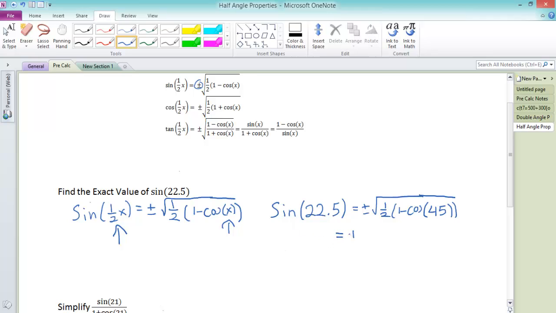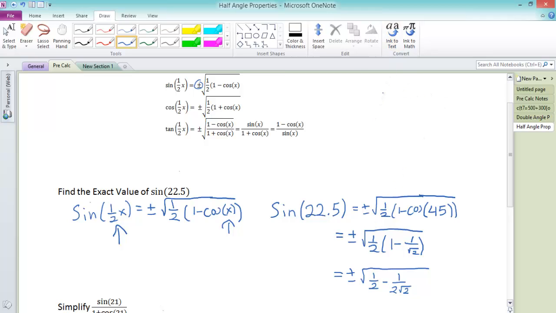It's still equal to plus or minus the square root of 1/2 of 1 minus, I know that the cosine of 45 is 1 over root 2. And if you don't believe me, go ahead and draw your triangle and find what the cosine of 45 is. Now, I'm going to simplify this even further to plus or minus the square root of 1/2 minus 1 over 2 square root of 2. I just distributed that 1/2. And I'm going to leave it like this. This is as simplified as I want it right now.